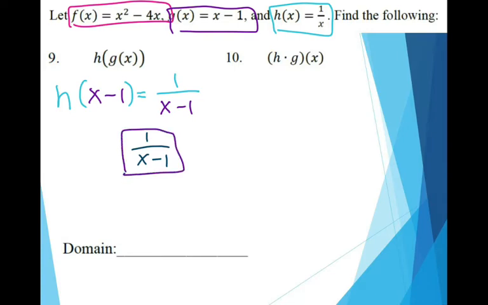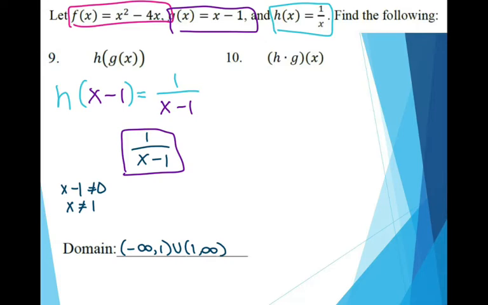Now this does have issues with domain because it is a rational function. So down here, x minus 1 cannot be 0. So that means x cannot be positive 1. So my domain for this will be all real numbers except 1. So I'm going to take out 1 from my interval of all real numbers. So I have negative infinity to 1 and then 1 to infinity.